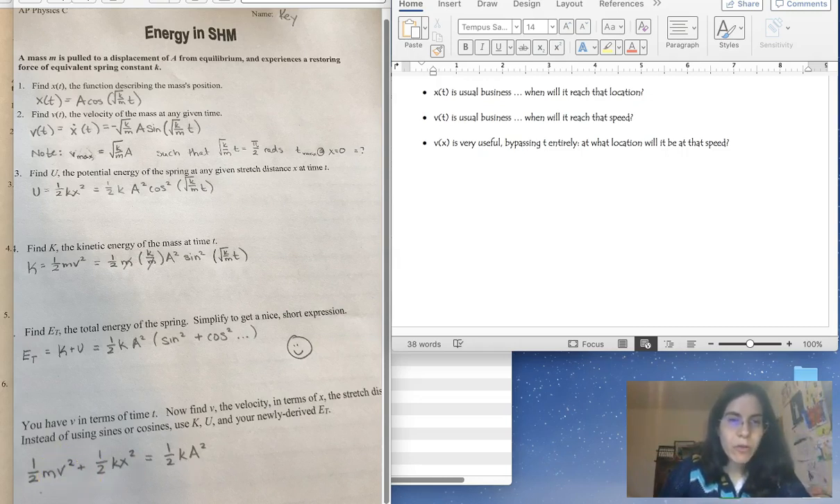Rearrange this to solve for v. This is a tremendously important shortcut because finding velocity as a function of time means calculus, and finding acceleration means more calculus. But if they ask you where, at what physical location, is something going to be going that speed, you don't need calculus at all. You're one step to the answer.